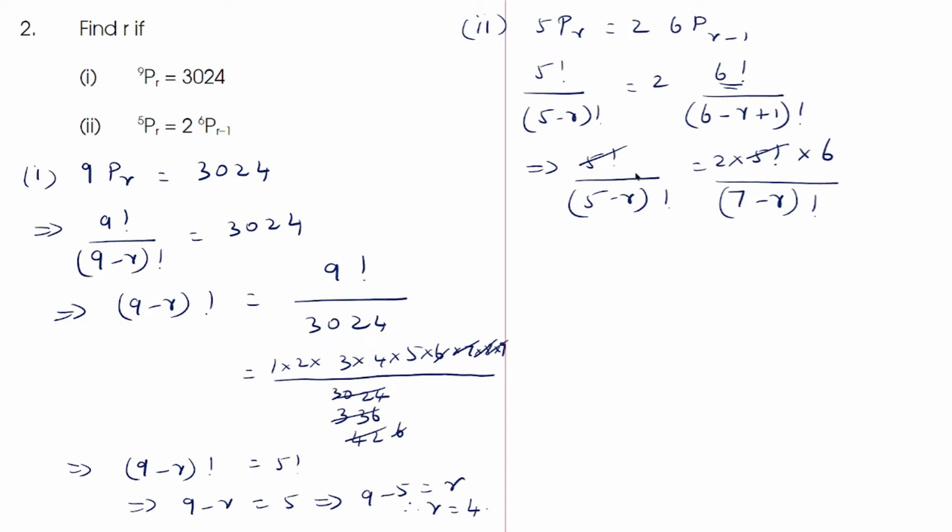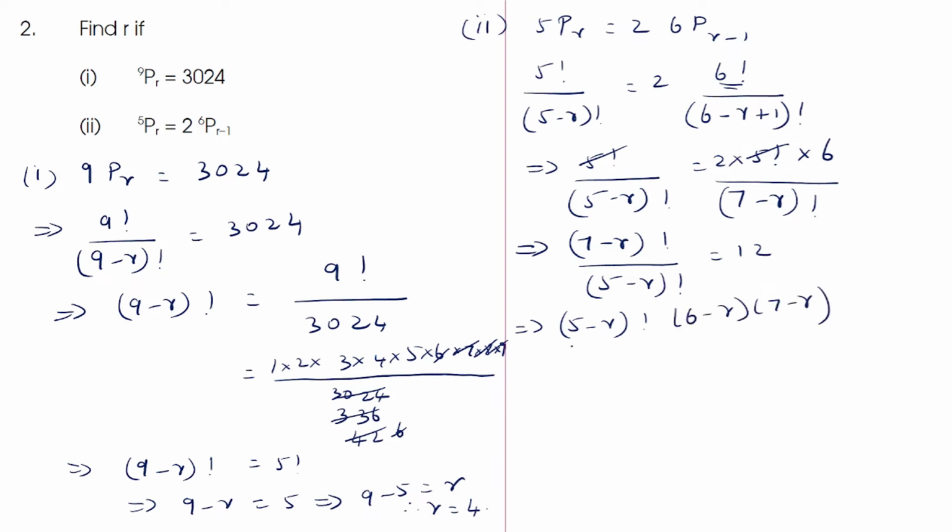Here we can cross multiply (7 minus r) factorial. So we get (7 minus r) factorial upon (5 minus r) factorial. This is equal to 12. Now (7 minus r) factorial, we can write it as (5 minus r) factorial into (6 minus r) into (7 minus r) upon (5 minus r) factorial. This is equal to 12. So these two will go. So we have 42 minus 13r plus r square equal to 12.